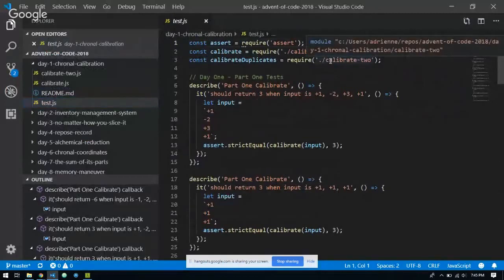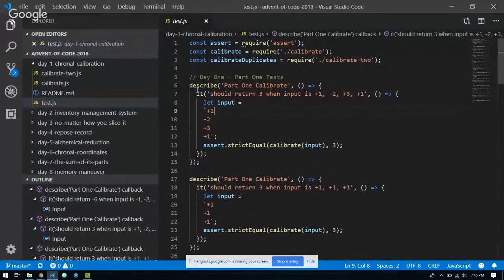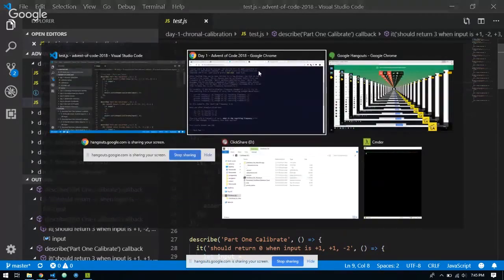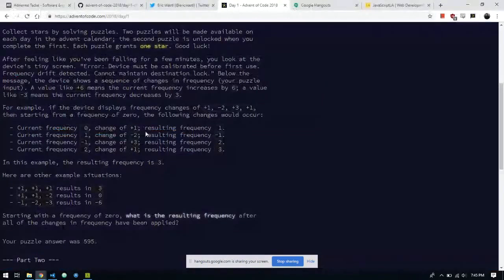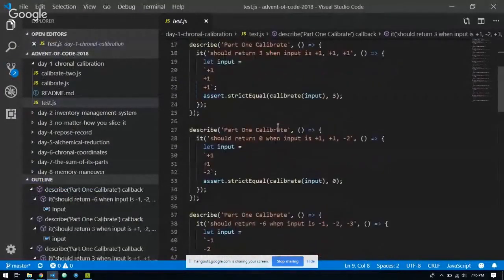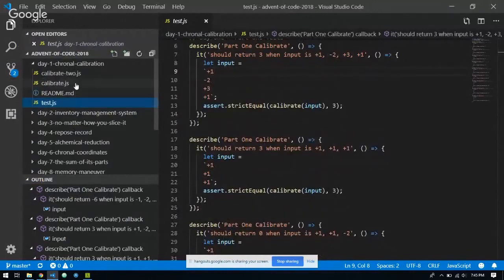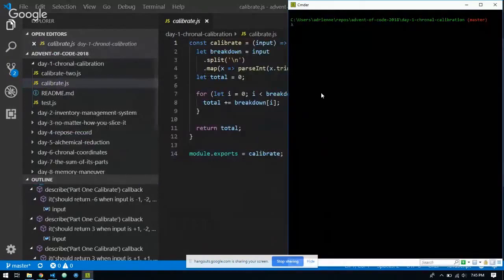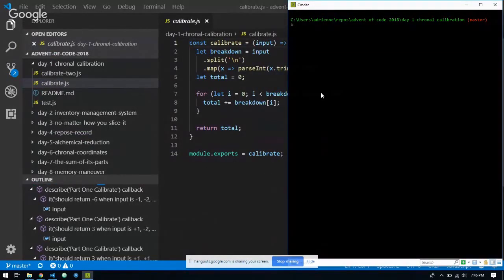So I think I'm just using Mocha here. And for the first one, interpolated strings here. So it should return 3 when input is +1, -2, +3, +1. That's purely taking it out of here. Here are the situations here. And by creating these tests for myself, whenever I would come up with a solution, what I would do is I just run my test here.